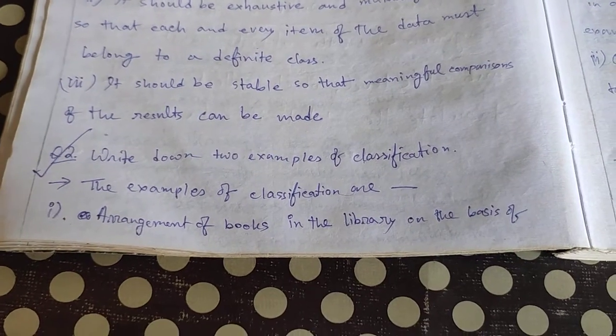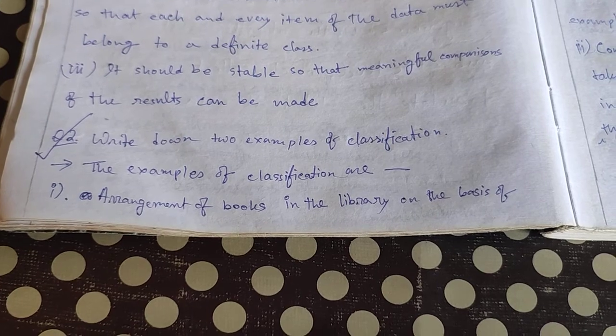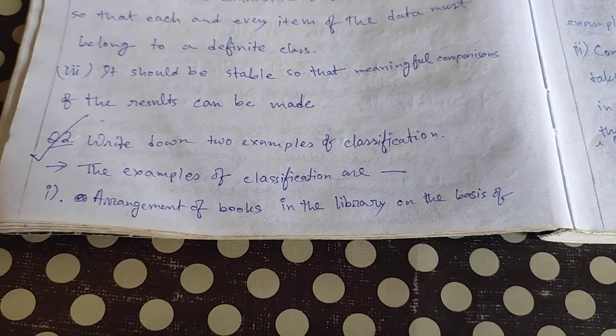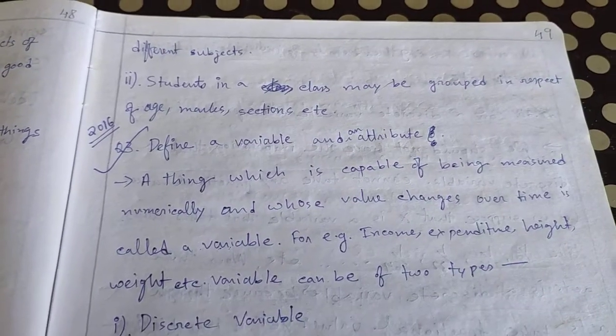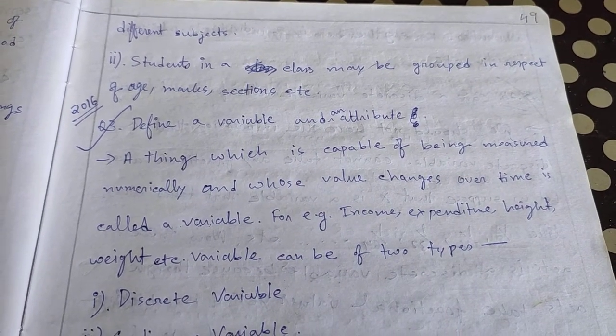এখন দেখো কোয়েশ্চেন নাম্বার 2, write down 2 examples of classification. The 2 examples of classification are: number 1, arrangement of books in the library on the basis of different subjects. Number 2 দেখো, students in a class may be grouped in respect of age, marks, sections, etc.